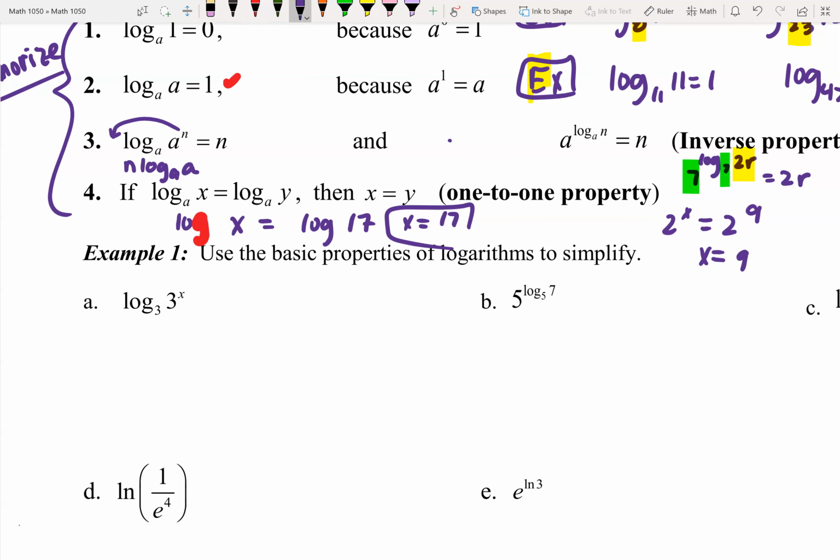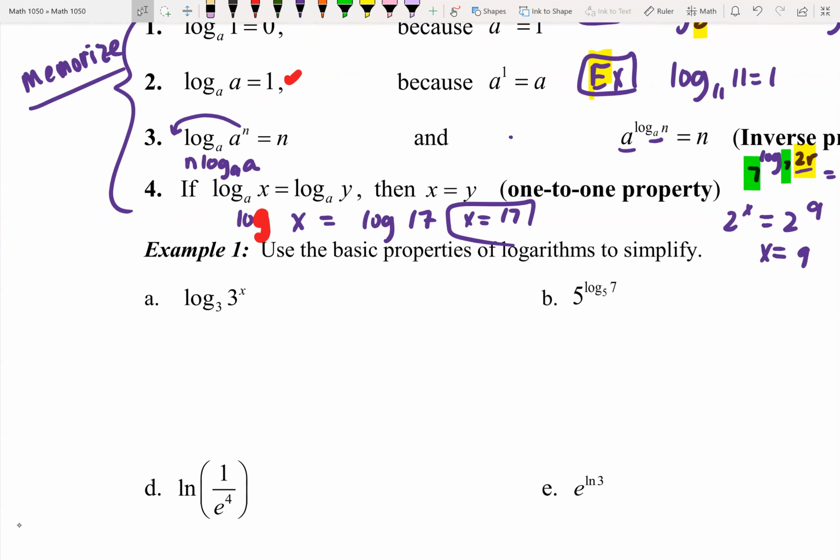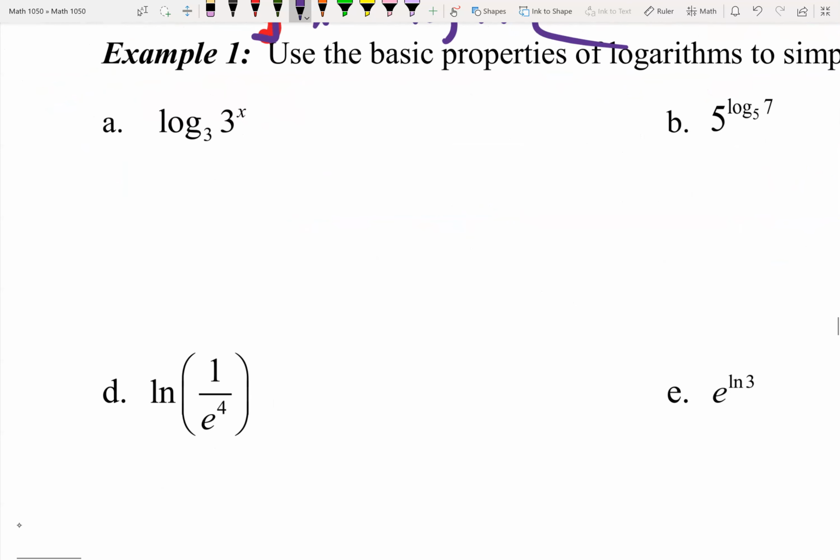Okay? Okay, this one right here. So if this and that both match, like 7 raised to the log base 7 of 2r, then your answer is 2r. And then the last rule we talked about is if you have the log of x equals the log of 17, then x must be 17. Okay? Okay, let's go ahead with number 1.